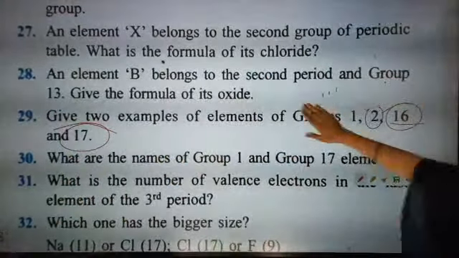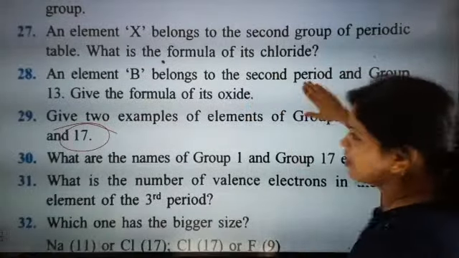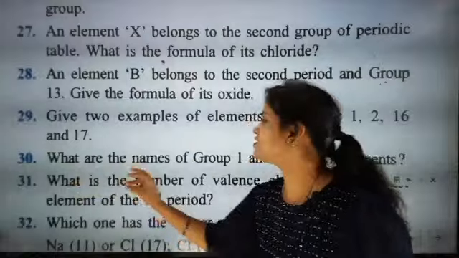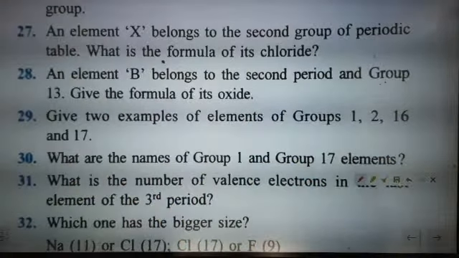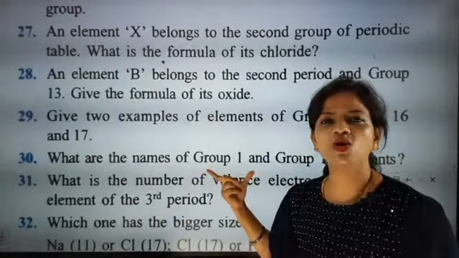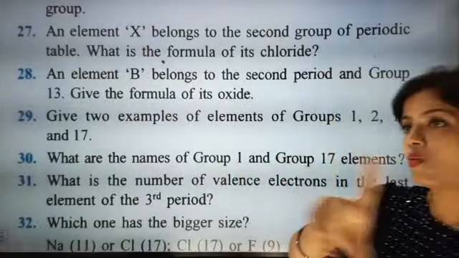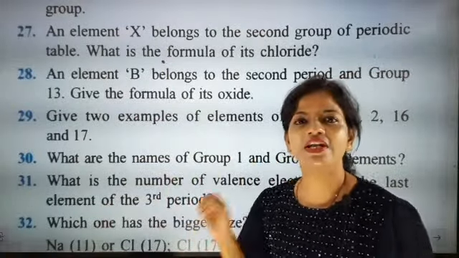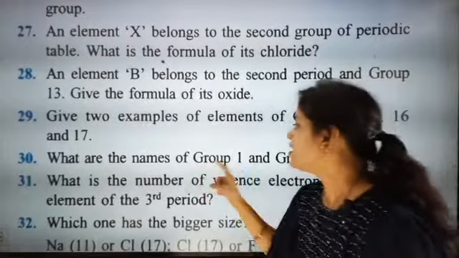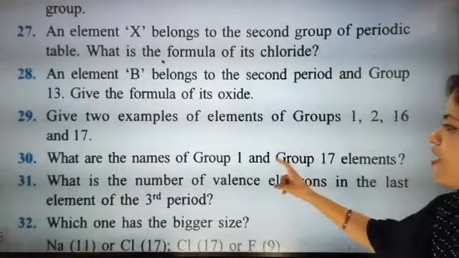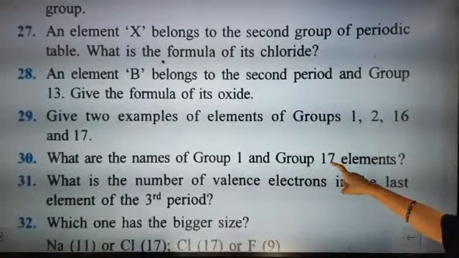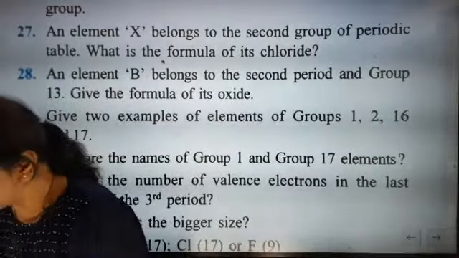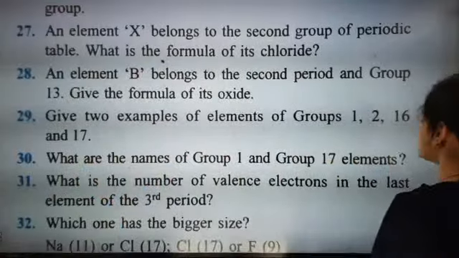So we have no time, and more big questions are left. For all these questions, past questions and old questions are there in the team. What are the names of group 1 and group 17 elements? I have formed one table in which I have given the names of group 16, 17, 18, all group names. In that, group 1 name is alkali, and group 17 is halogen family. Alkali and halogen. I repeat, alkali and halogen.